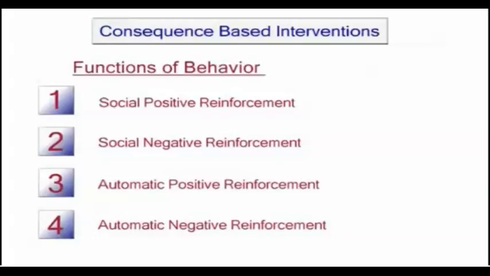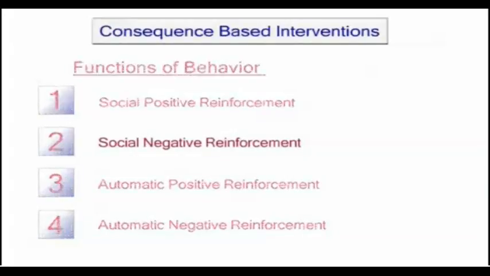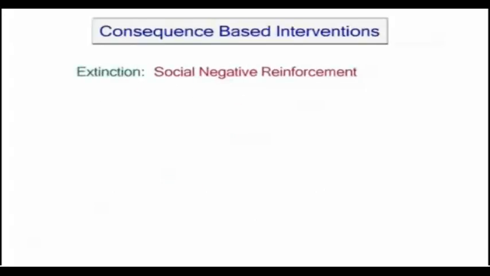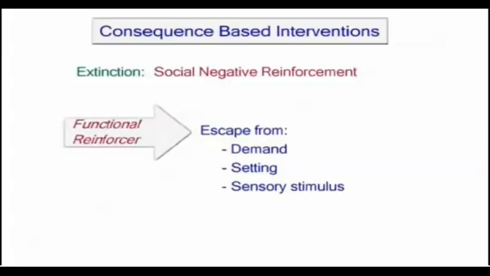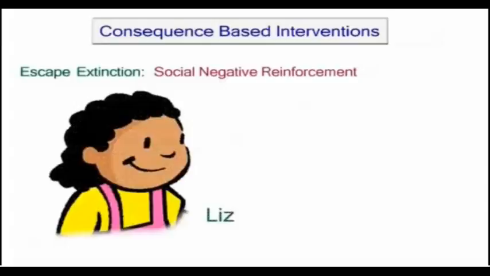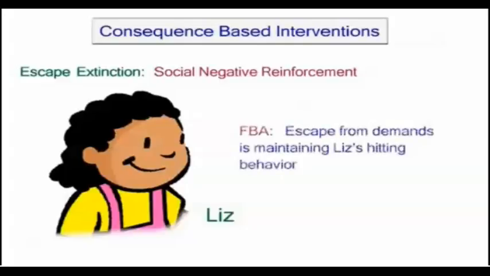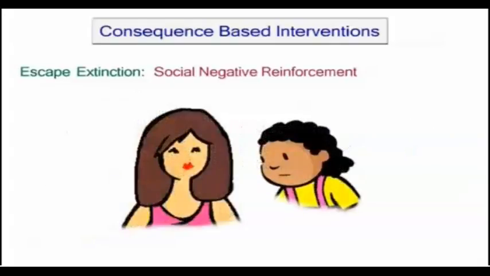Extinction can also be used to decrease problem behavior maintained by social negative reinforcement. In these cases, escape from the aversive demand, setting, or sensory stimulus is the functional reinforcer, so during extinction, escape is not allowed. Escape extinction is another name for extinction for problem behavior maintained by social negative reinforcement. Let's look at an example of extinction for Liz's problem behavior of hitting. The program supervisor has conducted an FBA and determined that escape from demands is maintaining Liz's problem behavior of hitting. Liz has been hitting her therapist to avoid completing a task.